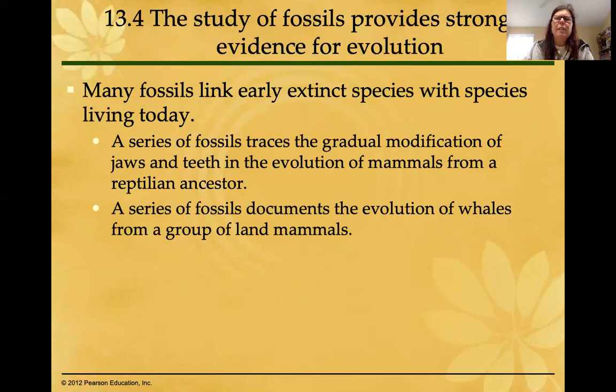Many fossils link early extinct species with species living today. So we have a series of fossils that traces that gradual modification. We can see in animals, we start off with jawless fish, and then we go to jawed fish, and we move on to amphibians and then reptiles. And eventually, once we get to our reptile ancestors, that branches off into dinosaurs, reptiles, and reptile-like mammals, which lead to the mammalian line. So really interesting.